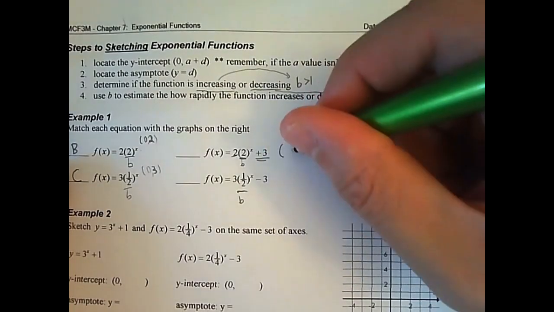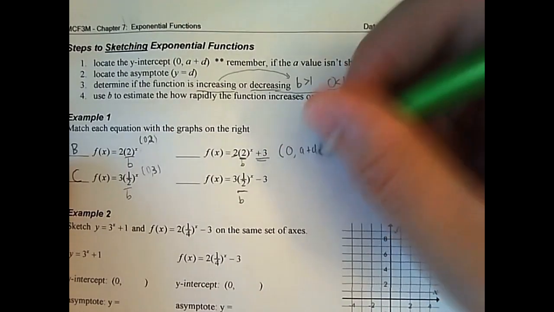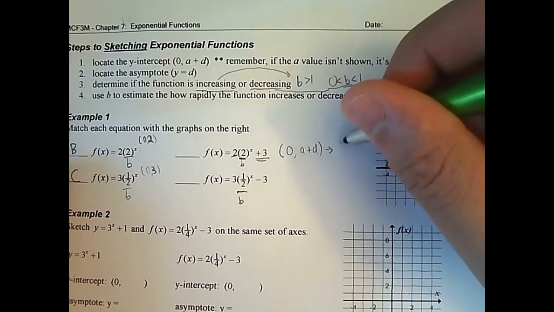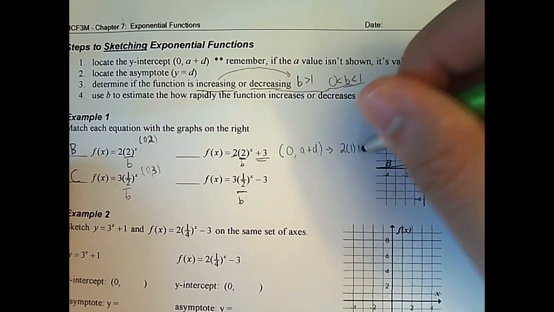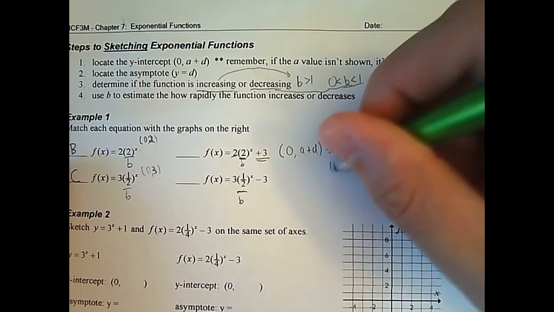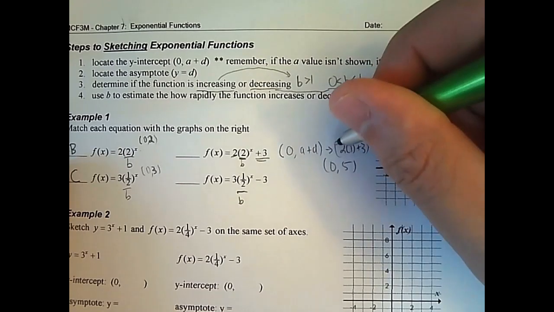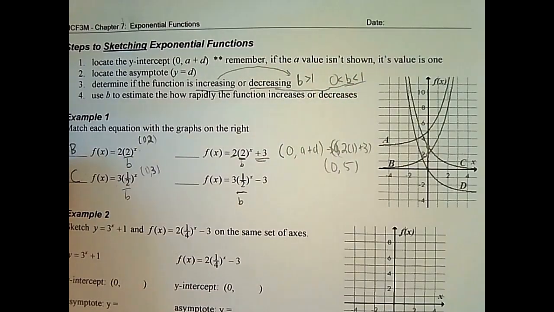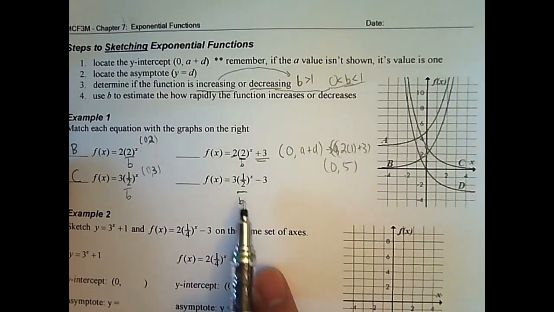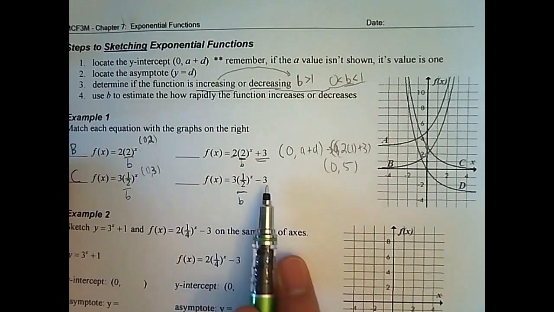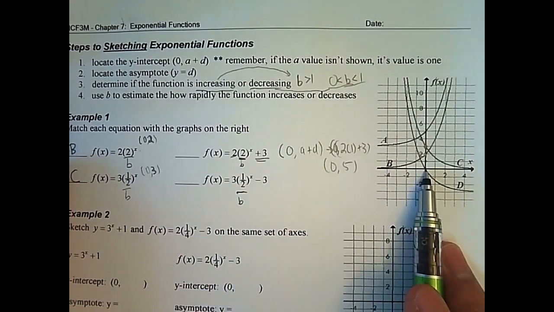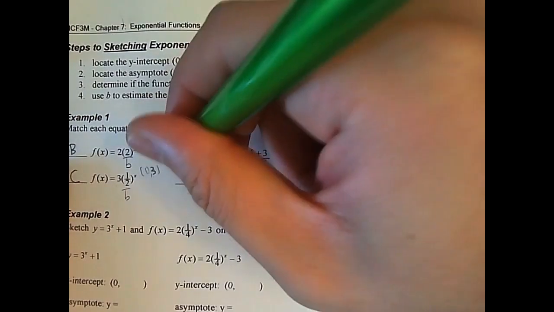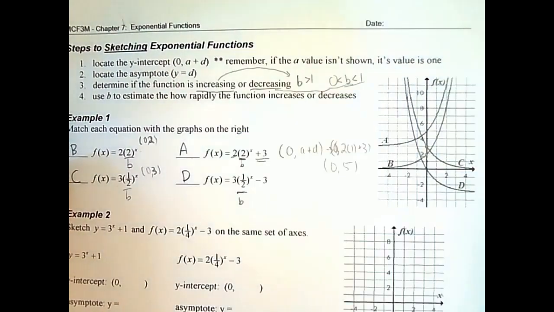Because remember, it should be A plus D. So if this is 2 times 1 plus 3, that will give me 0, 5. This should be 0, comma that. And then for the D value, it's A times 3 minus 3, which would be 0, which is why I have a y-intercept here of 0. So this is going to be A, and this is going to be D.